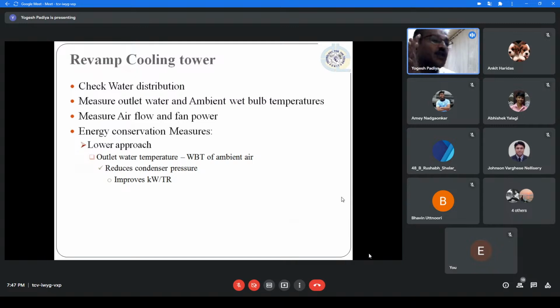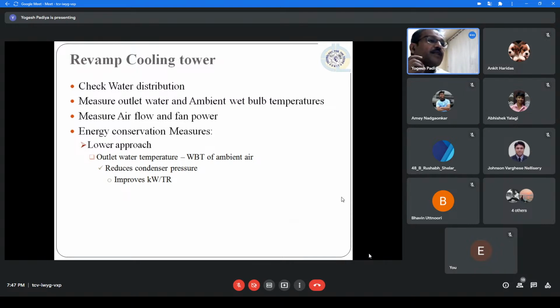Right? So, revamping of the cooling tower. As I told, the cooling tower's function is to cool the water. First of all, whenever you are going to check whether the cooling tower is properly working or not, first check whether the water is properly distributed or not, whether you are getting the water in the form of droplets, or are you getting entire lumps of the water falling down.